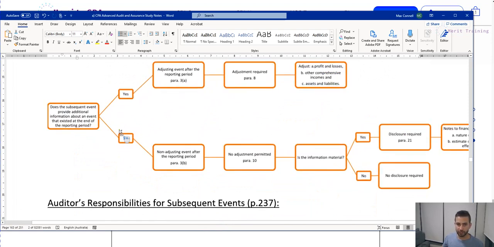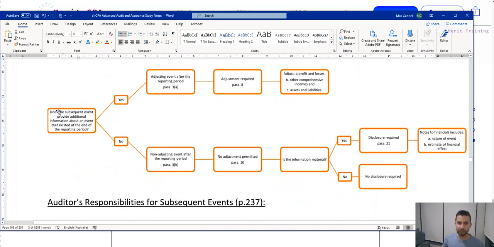So it's the same flow chart that we went through in the previous one. The first question is, does the subsequent event provide additional information about an event that existed at the end of the reporting period? If the answer is yes, then it's an adjusting event after the reporting period. An adjustment is required, and you adjust the profit and loss. But if it's new information, in relation to an event that did not have anything existing at the end of the reporting period, it's a non-adjusting event, and then there's no adjustment permitted. But depending on whether the information is material or not, you do need to make a disclosure, right? And obviously, if something has arisen after and it's not material, then no disclosure is required.